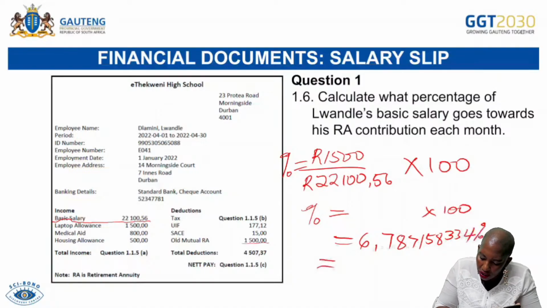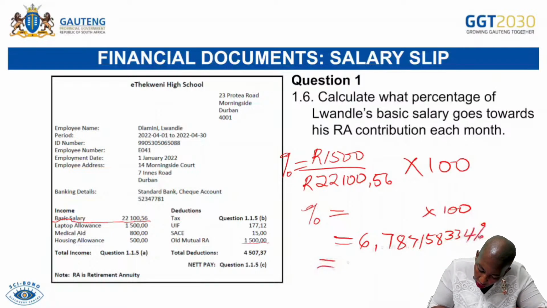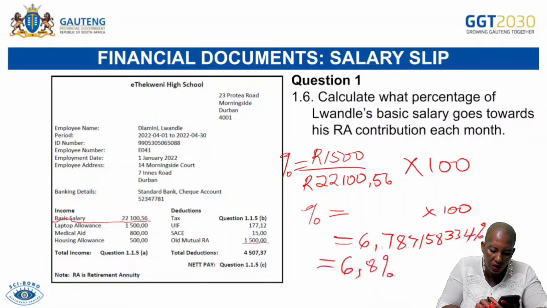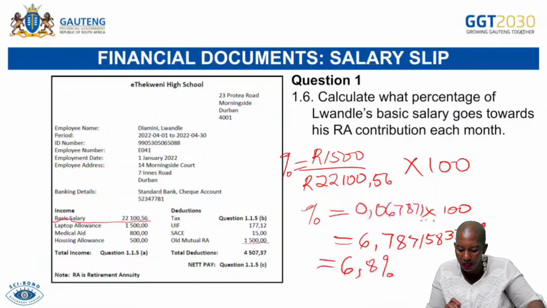And remember, we don't leave it as it is, you have to round it off to 1 decimal place. So it will be 6.8%. So let me just do this, divide this by 100. I want that answer. This is 0.067871 and all these other digits.